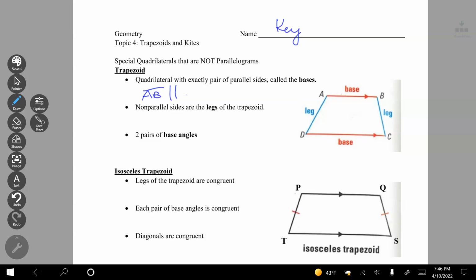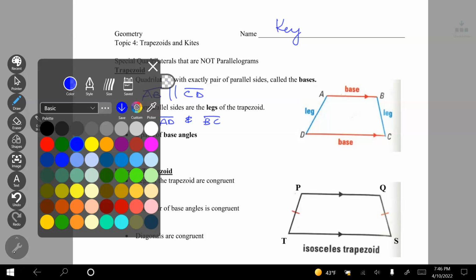So AB is parallel to CD, and those are the bases. And the non-parallel sides are called the legs, and they're not parallel to each other. So AD and BC are the legs, and then these angles that we have where the legs and bases meet are called base angles.